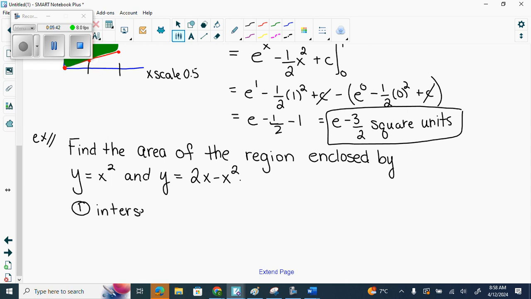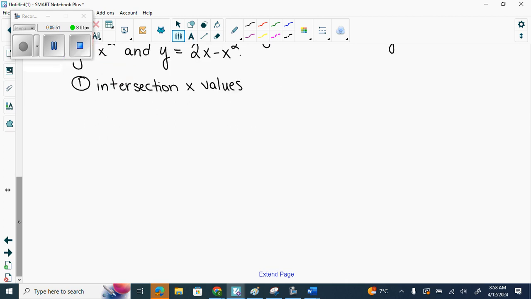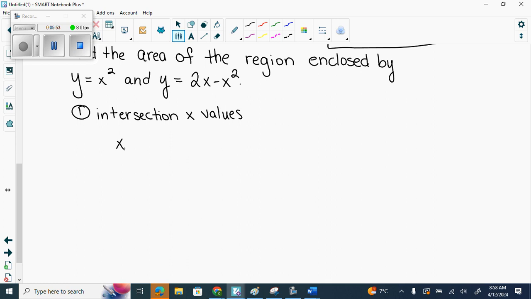I guess intersection x values. How do we do that? Set them equal to each other. That's exactly what we do. So we go x squared equals 2x minus x squared.